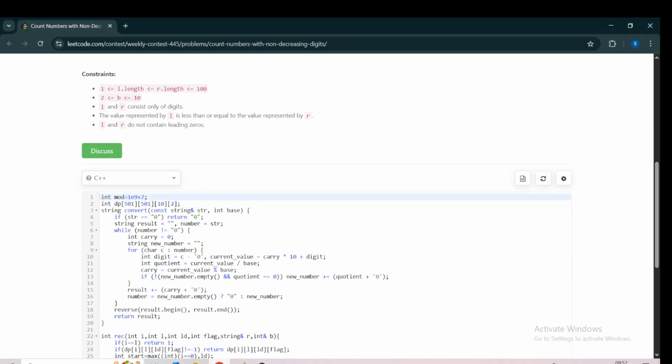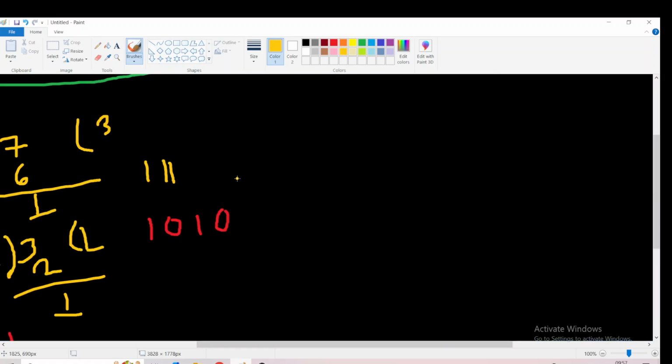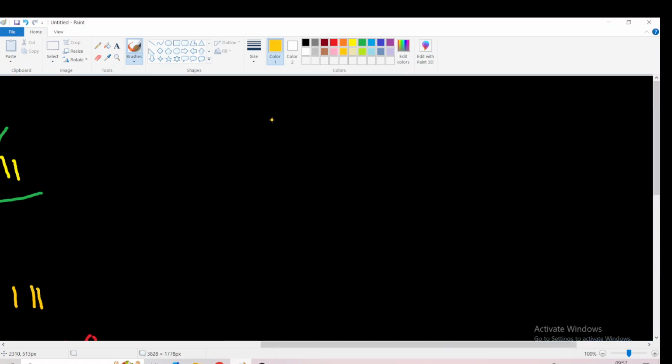So let's discuss how we'll change the value to a different base. Let's say we have something like 1 2 3 4, and we try to change it to base 16 format. Then what we do, let's say it is represented as a string.